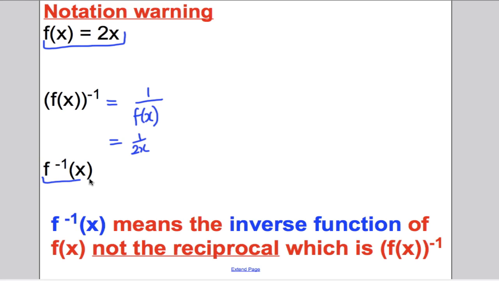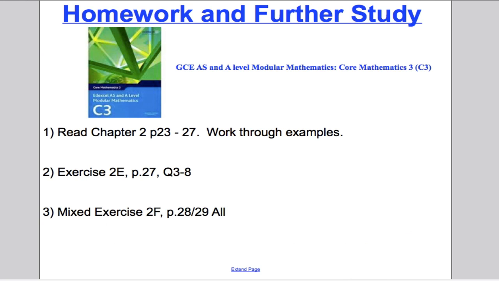However, the notation we've been using so far is f to the minus 1 of x, and that is the inverse function. The inverse function of doubling is dividing by 2 or halving. So it's very important to note that f to the minus 1 of x means the inverse function of f of x, not the reciprocal, which we would denote f of x all to the power of minus 1. And that is that for now.